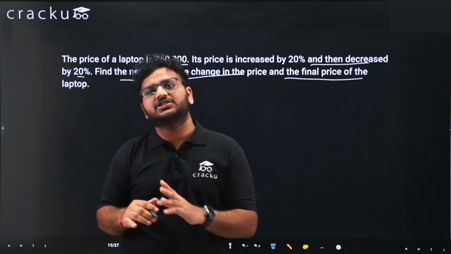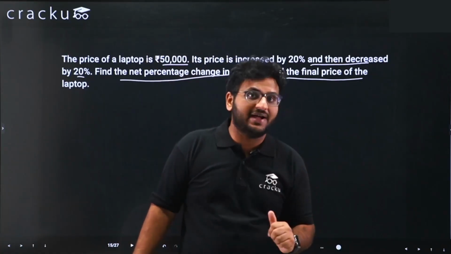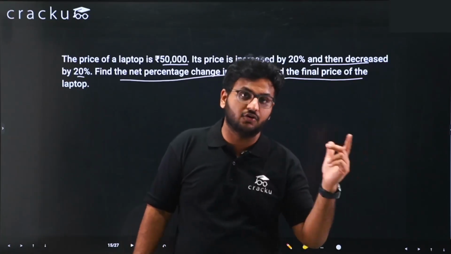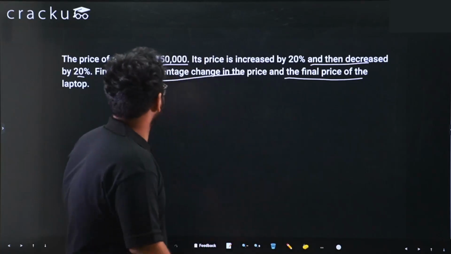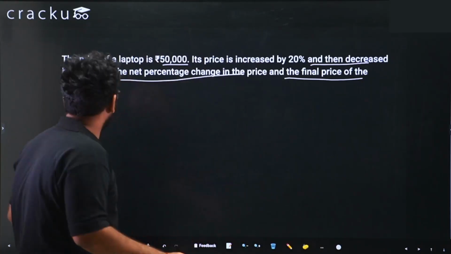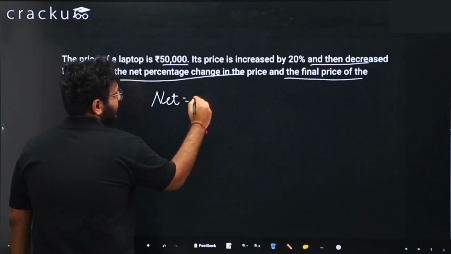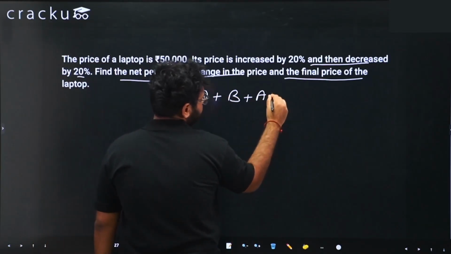So here we will solve it by two methods. One by A plus B plus AB by 100, and another with the successive method, 1 plus A by 100 into 1 plus B by 100. So let us solve with the first. So net percentage change will be equal to what? A plus B plus AB by 100.